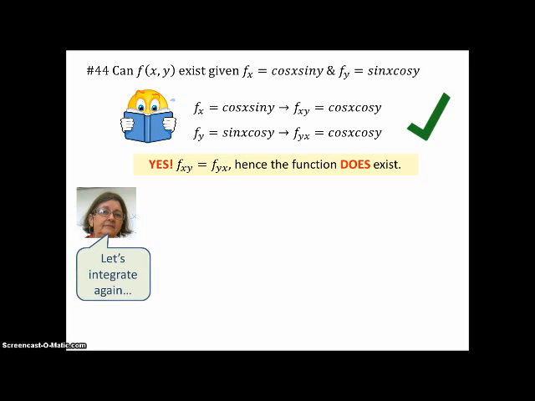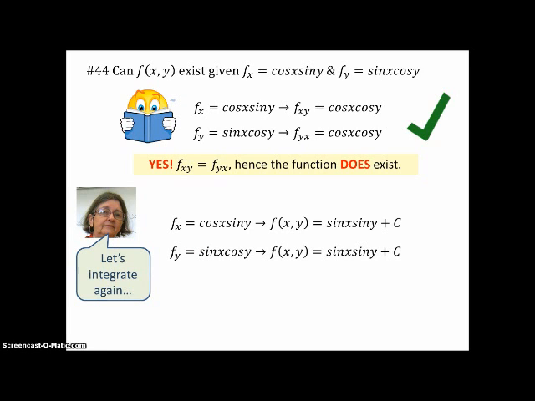Well, let's just integrate again and find the darn function then. So I take fx and integrate with respect to x, which means sine y stays the same, but the antiderivative of cosine is positive sine x. Take fy and integrate with respect to y, because they took the derivative with respect to y, so we have to go backwards using y. So sine x just hangs around as a constant, and the antiderivative of cosine y is sine y. And then don't forget plus c.